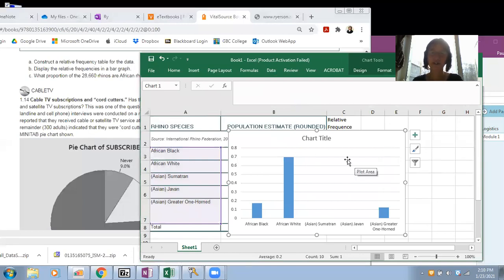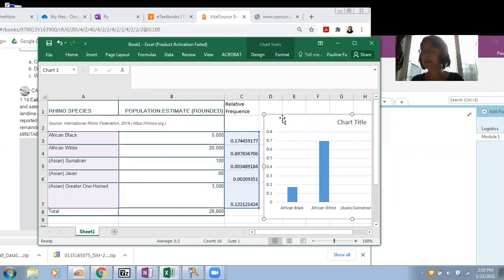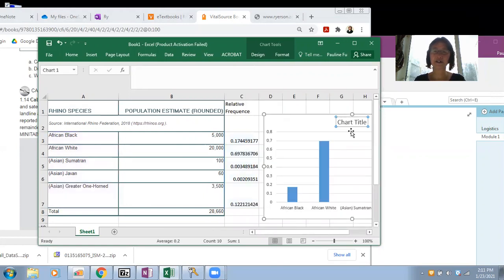Okay, and adjust, maybe move this aside. Okay. And do some formatting for these charts. So for example, add a title. Okay, you can change the title by double clicking and then changing the title. All right. So that is how you analyze qualitative data, usually by creating the relative frequency and then using a graph, pie chart, column chart, etc. Okay.